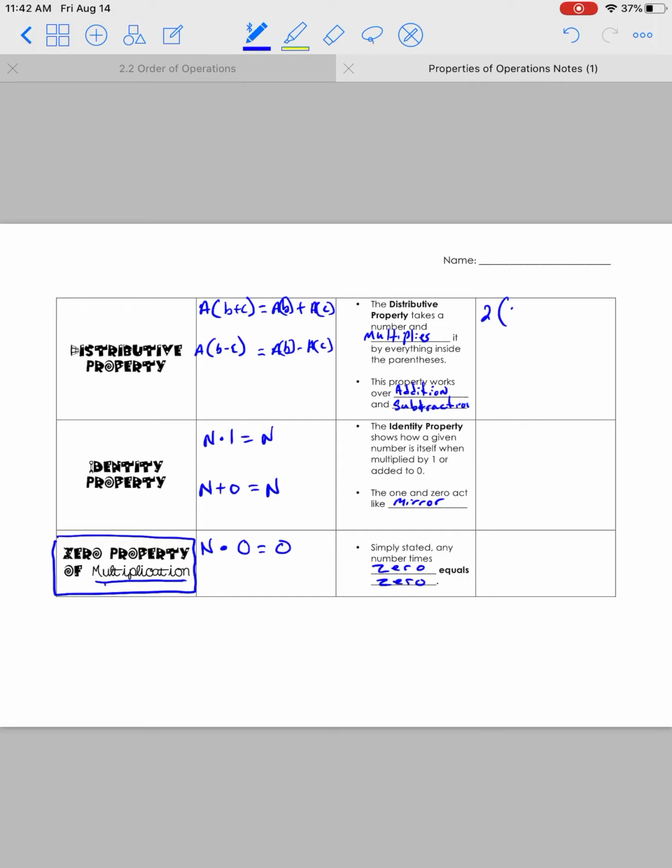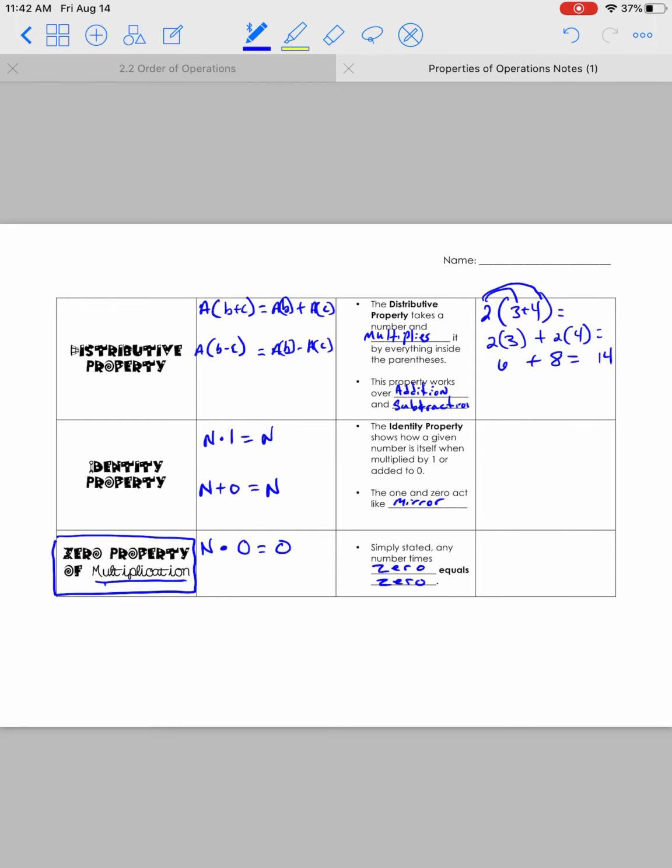It's saying 2 times 3 plus 4 is equal to 2 times 3 plus 2 times 4. You're taking the 2 and giving a little bit to each one of those numbers. And that is 2 times 3 is 6, plus 2 times 4 is 8, and that equals 14. And it's the same thing with subtraction. Okay?